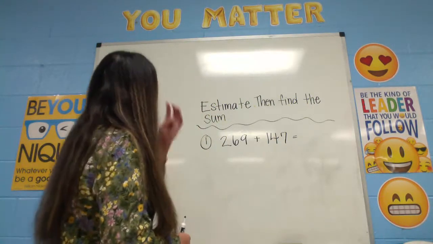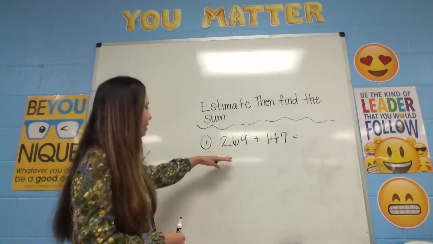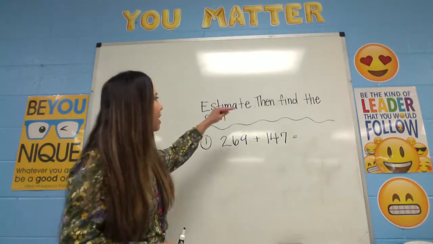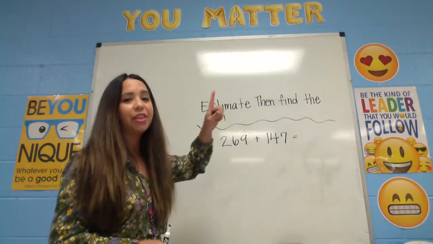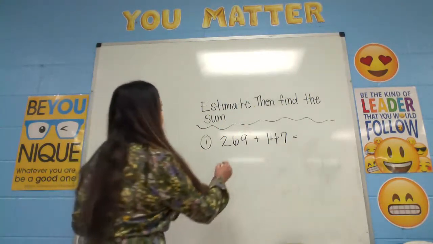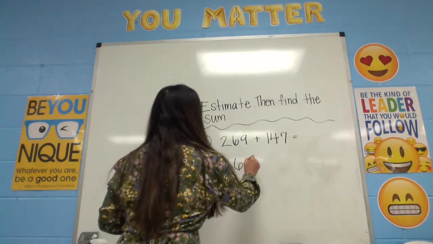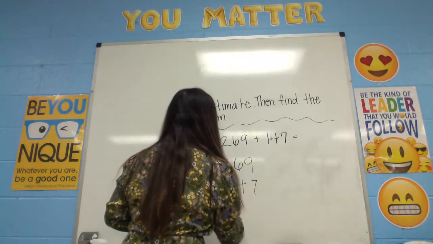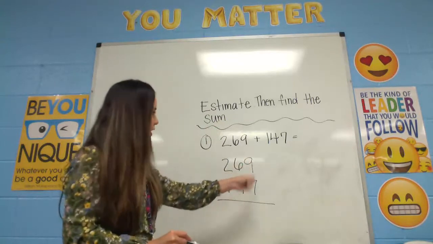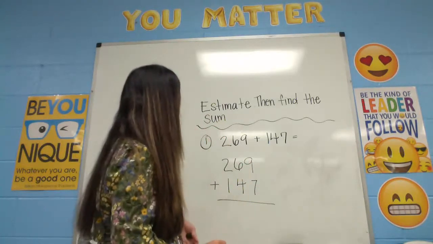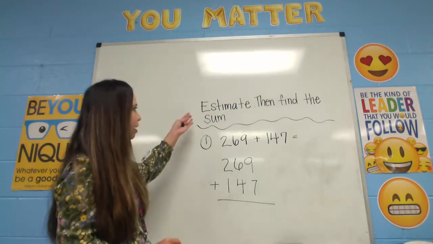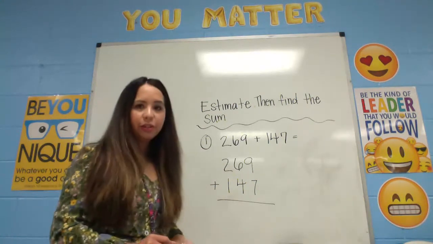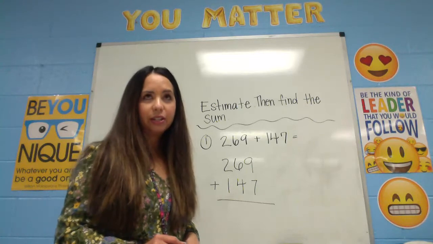Here is number one, 269 plus 147. What am I going to do? I'm going to estimate first, then I'm going to find the sum. Let me rewrite it, lining up the numbers in their place value: line up the ones, the tens, the hundreds. First step, estimate. Since the greatest place value is hundreds, I'm going to round to the nearest hundreds.